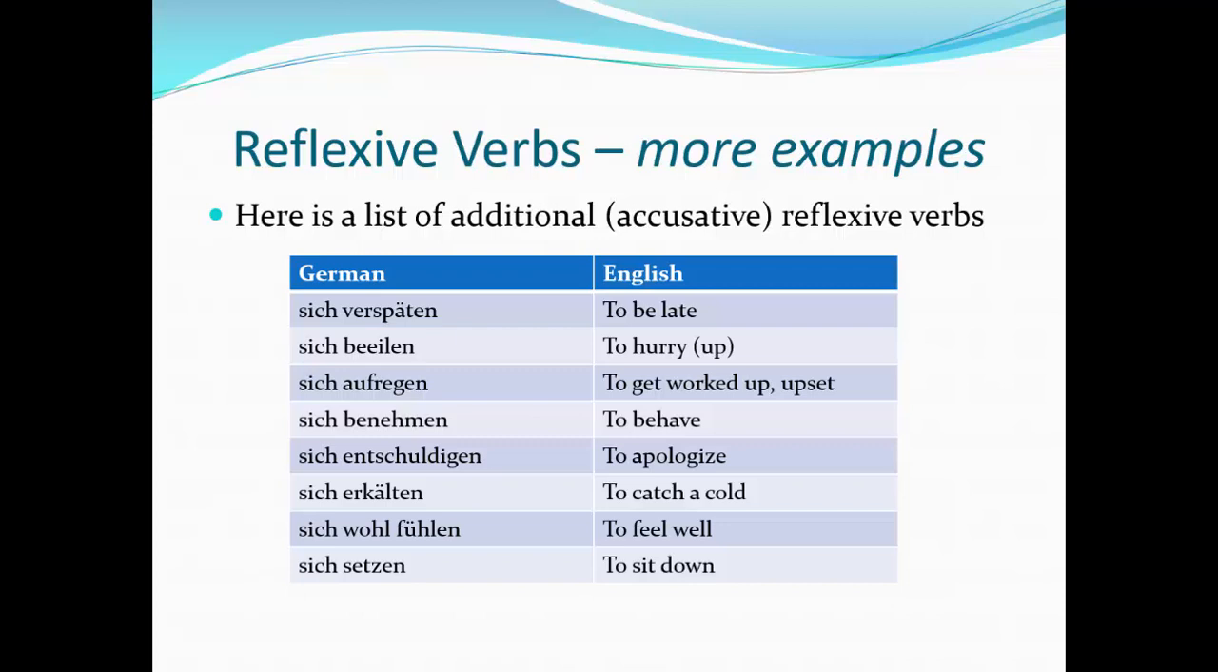Or sich erkälten. Let's jump down to that one. Ich habe mich erkältet. Hast du dich erkältet? Did you catch a cold? Ich habe mich erkältet. I caught myself a cold in a sense. Or sich setzen. Ich setze mich. Yeah, I sit down. Things like that. So even though the front end of the video was on the dative reflexive pronouns, this list is just to show, kind of to wrap everything up, a list of the reflexive verbs that tend to use the accusative.